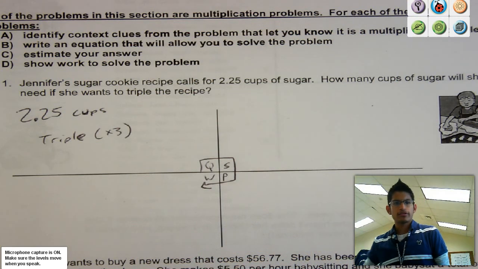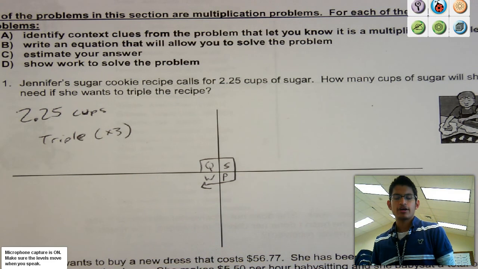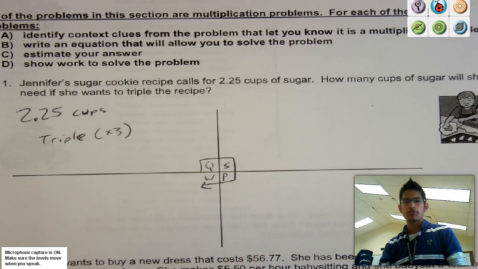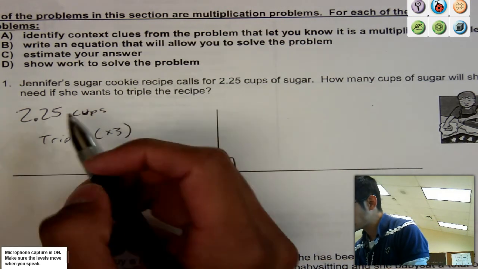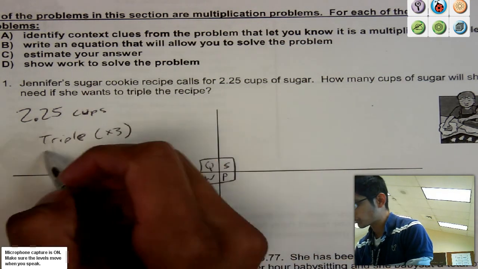All right, guys, number 1. It says Jennifer's sugar cookie recipe calls for 2 and 25 cups of sugar. How many cups of sugar will she need if she wants to triple the recipe? So my important information is that she needs this, and she's going to triple that.